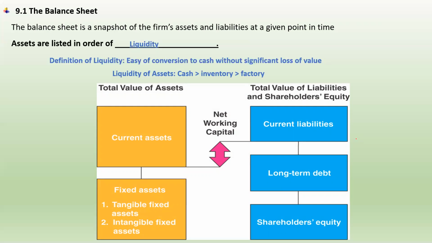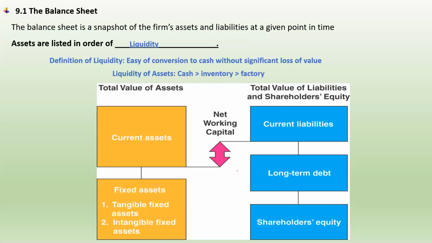And when the firm has an emergency, when the firm lacks liquidity, lacks cash, and wants to convert those equipment, factory, and plant into cash, they will have to provide a big discount. So by converting those fixed assets into cash, the firm will suffer a significant loss.